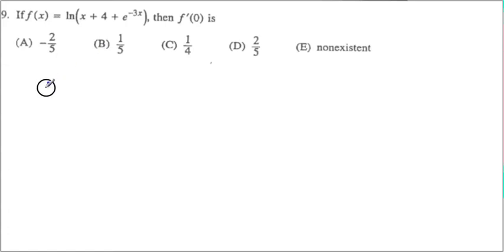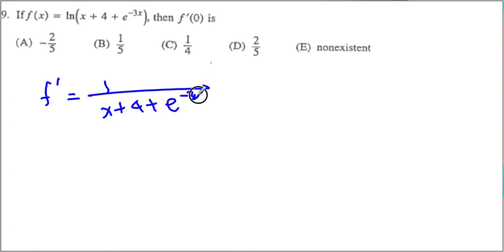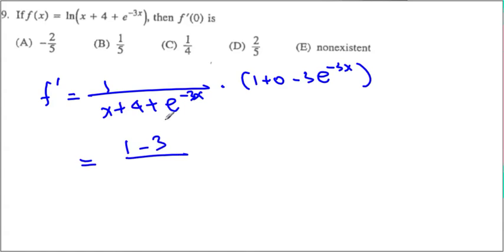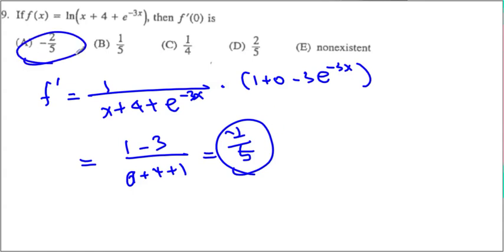What is the derivative? F prime becomes 1 over all that, which is x plus 4 plus e to the negative 3x power, multiplied by the chain rule derivative of the inside, which is 1 plus 0 minus 3 e to the negative 3x. Once you plug in 0, the numerator is 1 minus 3. The denominator becomes 0 plus 4 plus 1. So we end up getting negative 2 over 5, which is choice A.